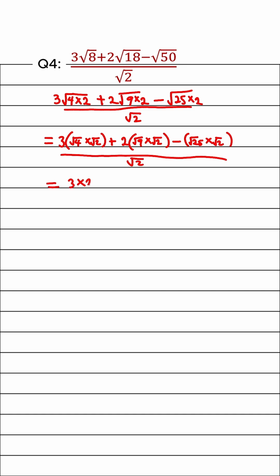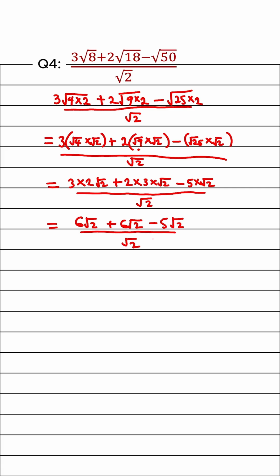Three times 2 root 2 plus 2 times 3 root 2 minus 5 times root 2 all over root 2. So we now have 6 root 2 plus 6 root 2 minus 5 root 2 all over root 2. Combine like terms. 7 root 2 divided by root 2. Root 2 divided by root 2 is 1, so the final answer is 7.